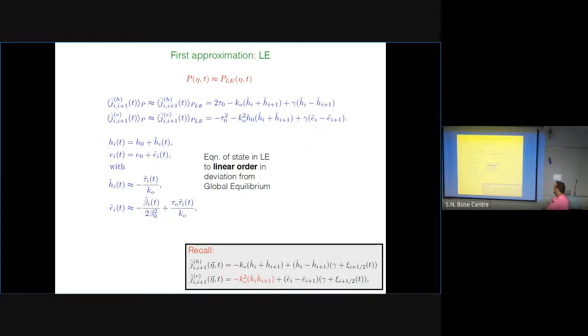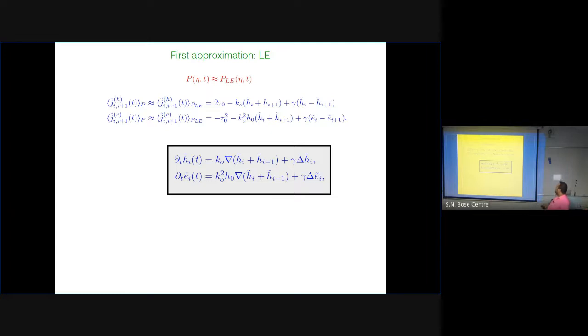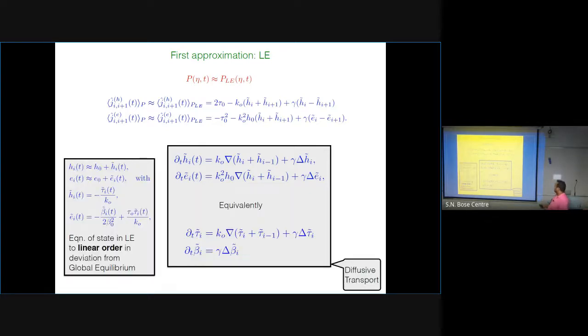Recall that you have a term like this, but if you find out this quantity in this state, you'll have this linear term, but this was the non-linear term. If you take the other one, it will be h tilde squared, which I don't want. I want a linearized hydrodynamics. Now, if you use that, you'll get this kind of hydrodynamic equations, which is linear. These are derivatives, and this is the discrete Laplacian. So this is the Laplacian, this is the nabla derivative. Equivalently, I can write this equation in terms of tau I and beta I, and these equations become very simple. But these will give you diffusive transport.